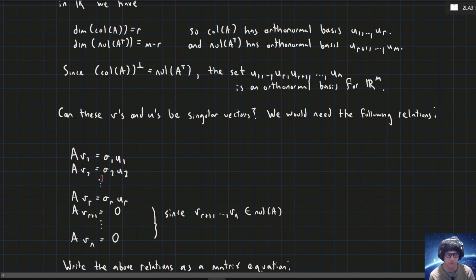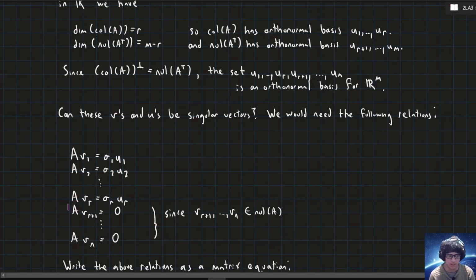A times V2 equals sigma 2 U2, all the way down to A times VR equals sigma R UR. So we have two bases for these two spaces, and we're just saying, what if they were singular values? Well, then they would have to satisfy these. For the remainder, we're getting into the basis of the null space.